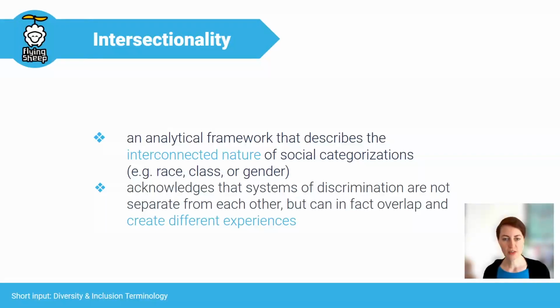So, for instance, the everyday experiences of a Japanese woman can differ widely from the experiences of a Japanese man or a white woman. And that's because sexism and racism combined create new challenges for those people who are affected by them. And that's just one example. The overlap of disability and race, or class and religion, for example, can lead to different kinds of discrimination experiences as well.